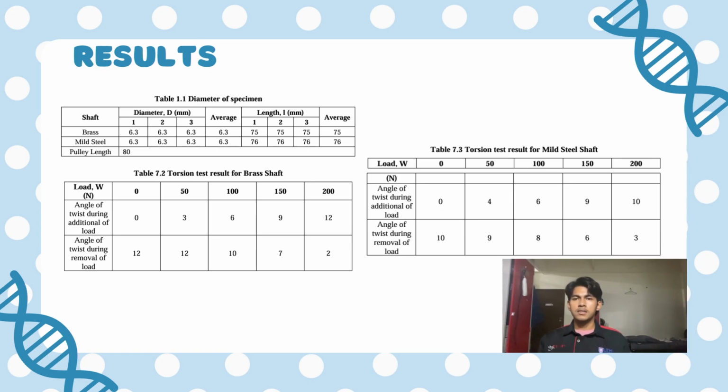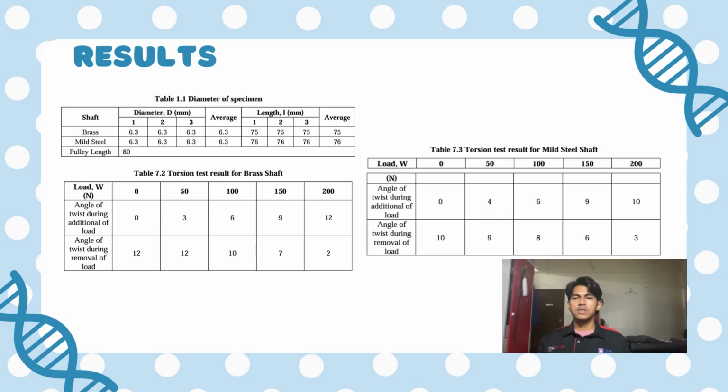The last one is table 7.3, torsion test result for mild steel. The load that had been given is still the same as before. The first one is angle of twist during additional load. For 0 Newton will be 0 degree, for 50 Newton will be 4 degree, for 100 Newton will be 6 degree, for 150 Newton will be 9 degree, for 200 Newton will be 10 degree.